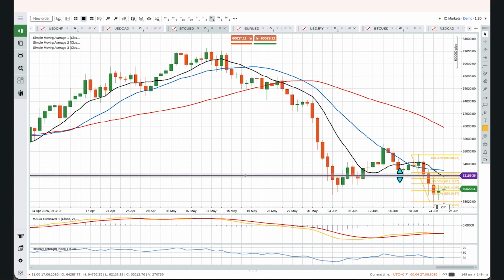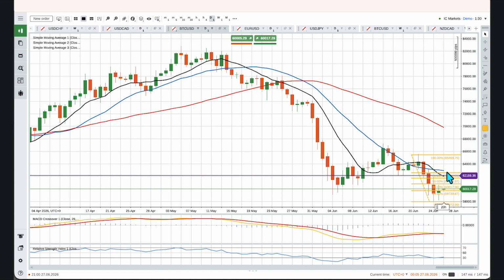I can see there is a level here that was formed in and around the 62,000. I'm looking for a pullback into this level. I'm also drawing the Fibonacci retracement of this daily latest move, and we can see that this level is sitting at the sweet spot.